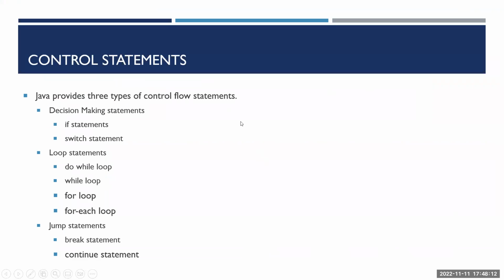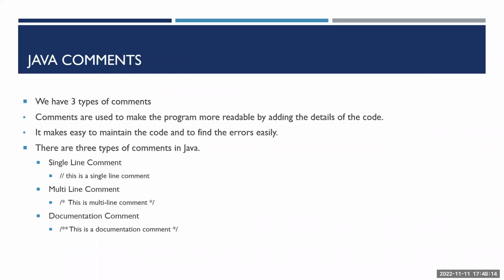Okay. So with this, you complete our control statements also. Next is a simple concept, not really a concept, just for your readability: Java comments. We have 3 types of comments. One is a single line comment, one is a multi-line comment, and one is a documentation comment. So why do we want to use these comments? I'll tell you.